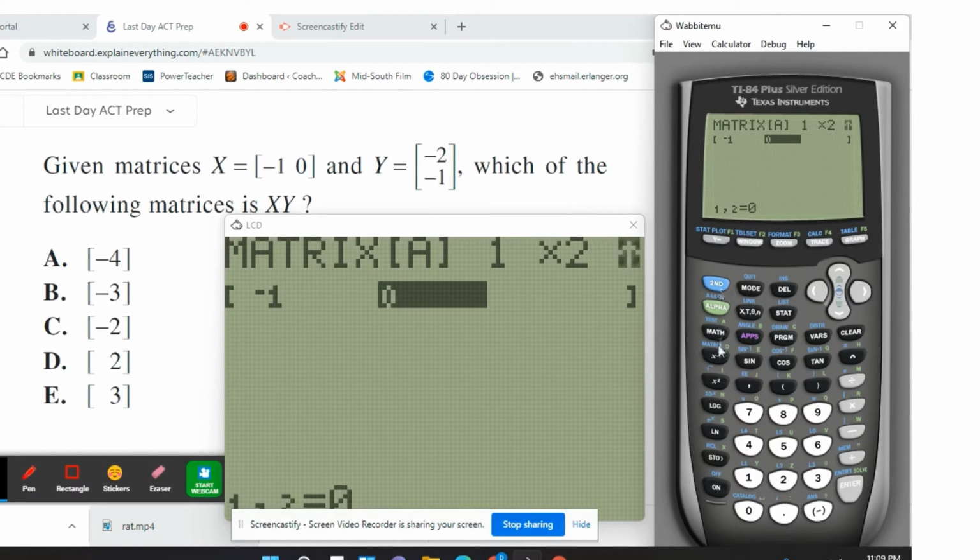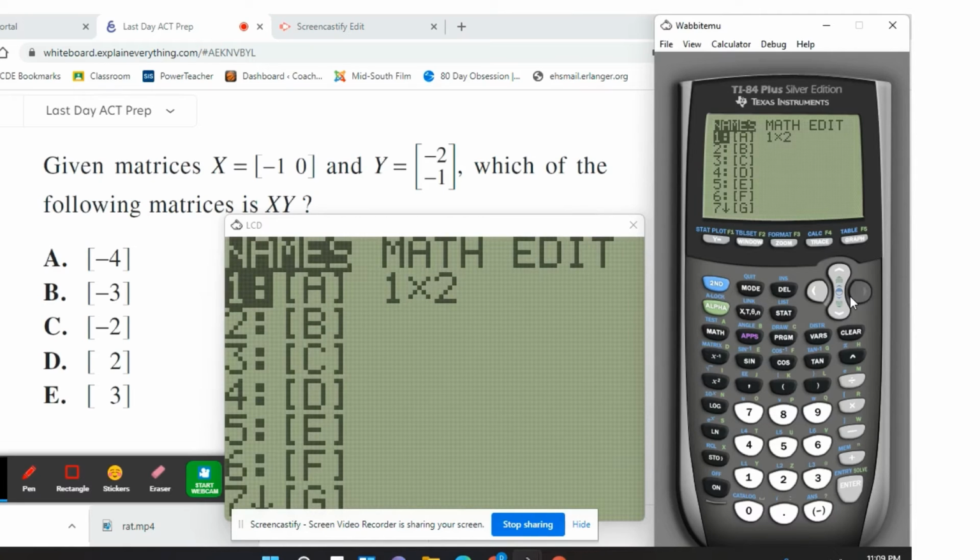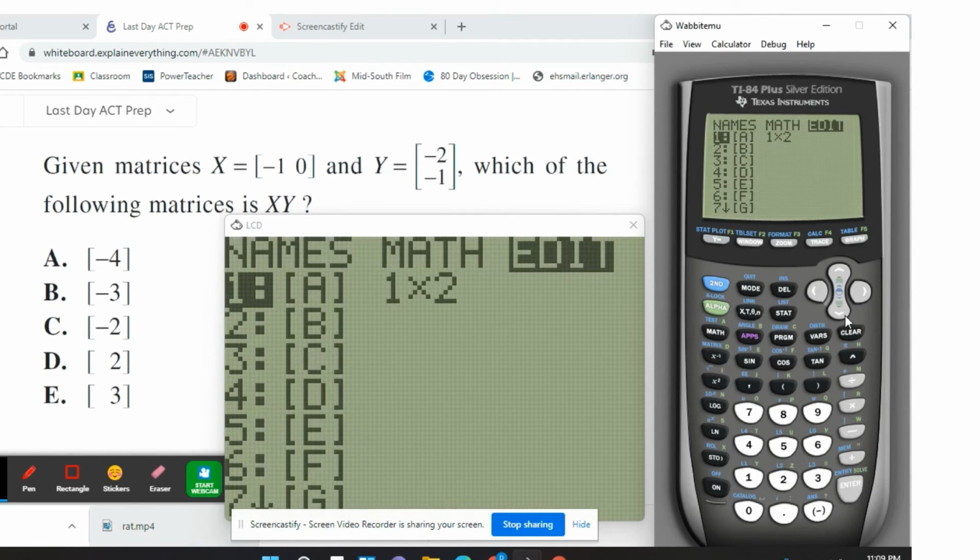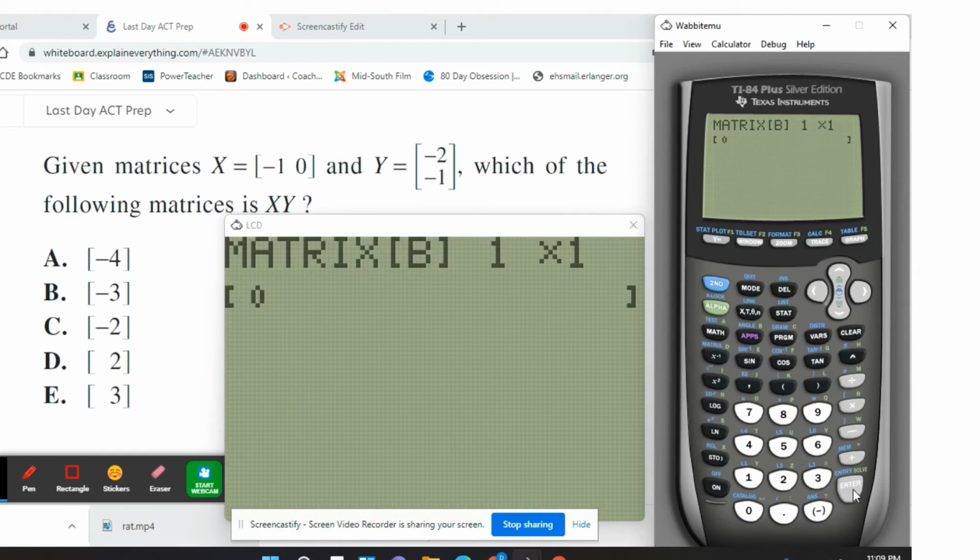I'm going to now have to create matrix letter B. In this case, I chose to call it B. So I'm going to go over to Edit, Matrix B. This one is a 2 by 1 matrix, and you can see it adapts to what you put in. So if you're not sure, just put it until you get the one you like. So I'm going to go -2 and -1. And then I'm going to exit out to my home screen.